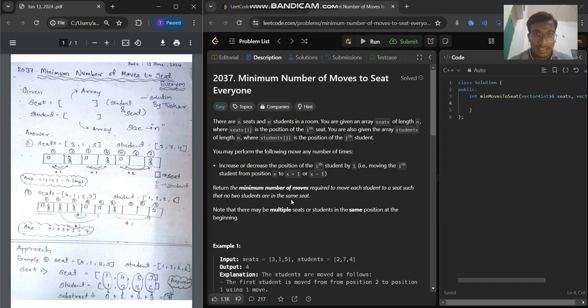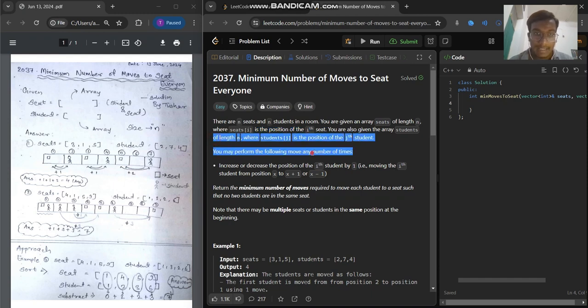As you can see, I'll read the description. Minimum number of moves to seat everyone. There are n seats and n students in the room. You are given an array seats of length n, where seats[i] is the position of the ith seat. You are also given an array students of length n, where students[j] is the position of the jth student.